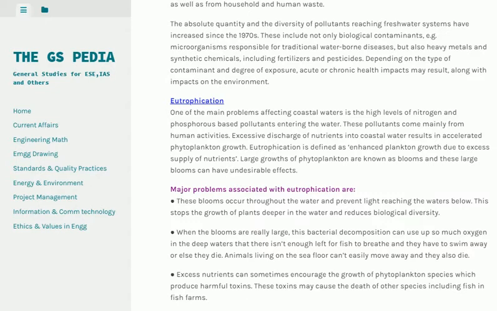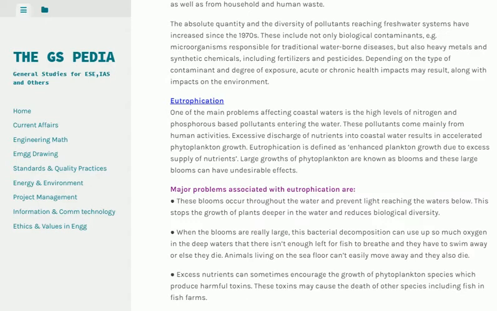Eutrophication. One of the main problems affecting coastal waters is the high levels of nitrogen and phosphorus-based pollutants entering the water. These pollutants come mainly from human activities. Excessive discharge of nutrients into coastal water results in accelerated phytoplankton growth. Eutrophication is defined as enhanced plankton growth due to excess supply of nutrients.